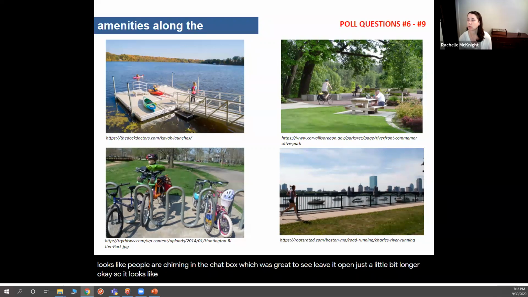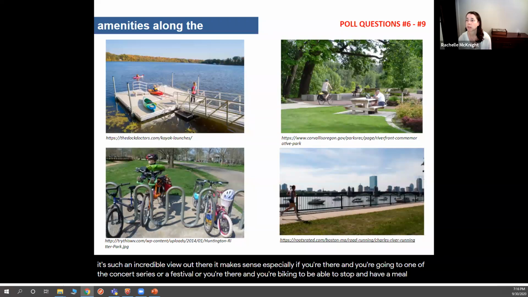So it looks like floating restaurants is the most popular. So that's really interesting. I hadn't seen that before, but I've certainly dined at floating restaurants. They're an awesome thing to get to go and do. And it's such an incredible view out there. It makes sense, especially if you're there and you're going to one of the concert series or a festival, or you're there and you're biking, to be able to stop and have a meal sounds pretty exciting.